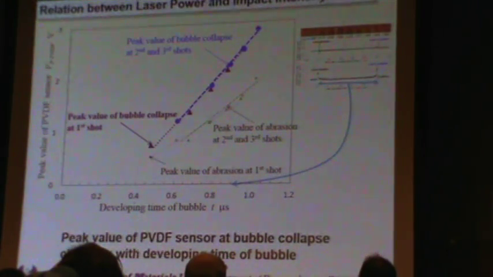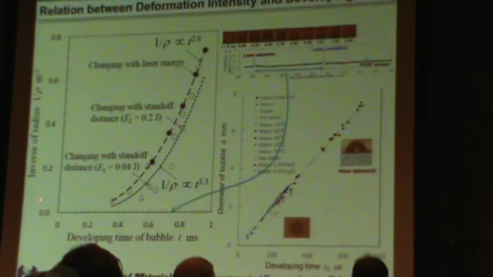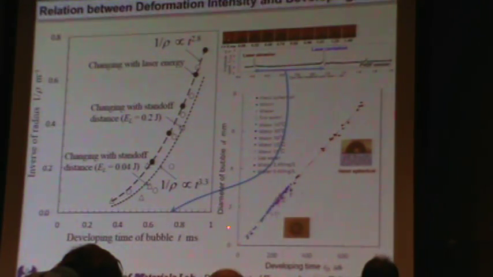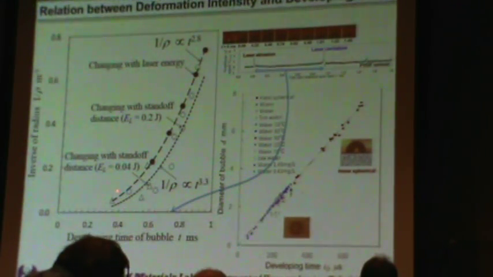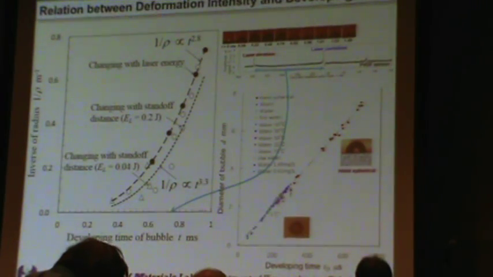But if we measure the elastic deformation, this is a kind of elastic deformation of the material, and this is the developing time of the bubble. Actually, the developing time of the bubble is proportional to the bubble diameter. So the plastic deformation of the material is proportional to the volume of the bubbles. So if we create a big bubble, we can get a big intensity.